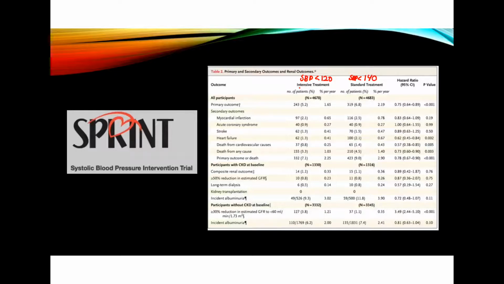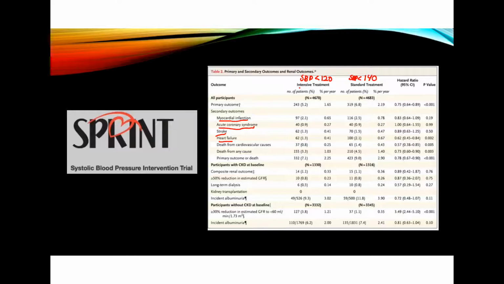The outcomes they were looking for were the major cardiac comorbidities associated with blood pressure, such as myocardial infarction, any other acute coronary event, strokes, heart failure, and death from any cardiovascular cause. They include patients of all ages and patients with varying degrees of renal dysfunction.